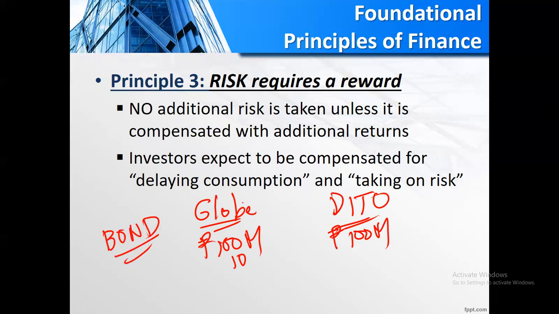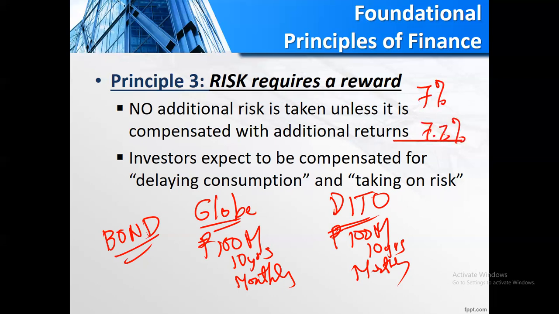Globe and Dito are promising that they're going to pay the interest every year. Let's say monthly interest. Suppose it's a monthly payment over 10 years. The same goes for Dito: 10 years, monthly payment of interest. Okay, question. One company issued a 7% bond. Another company issued a 7.2% bond.